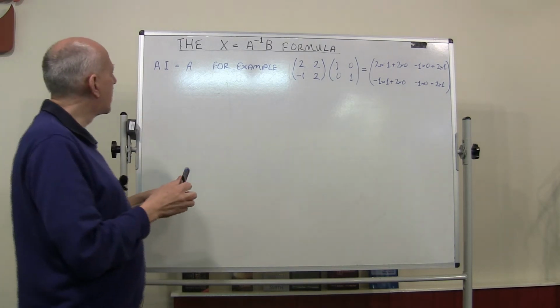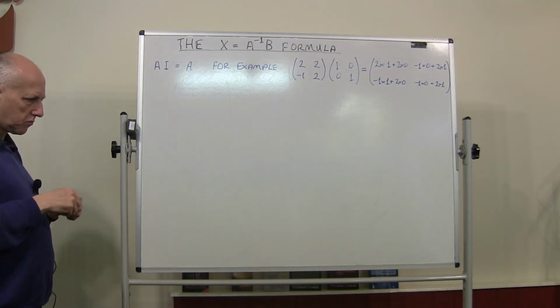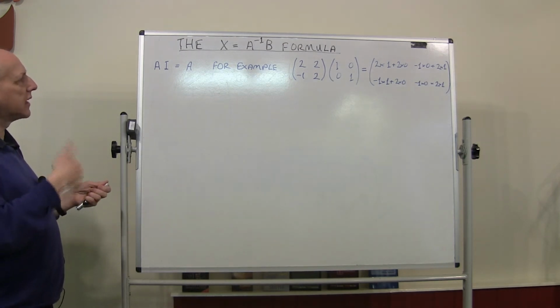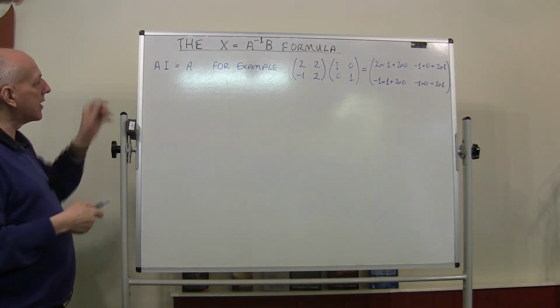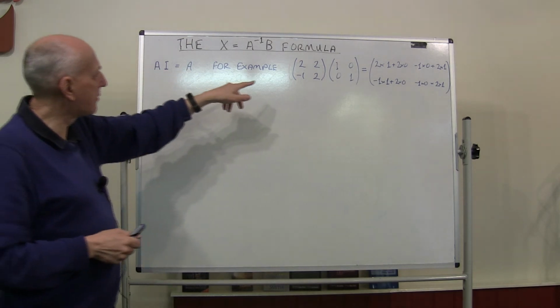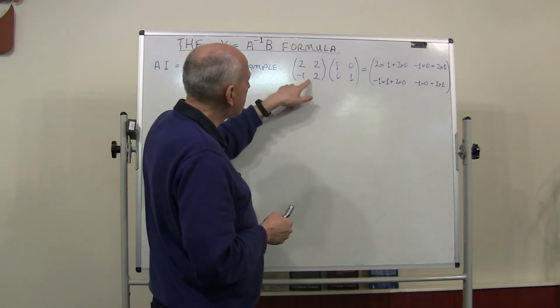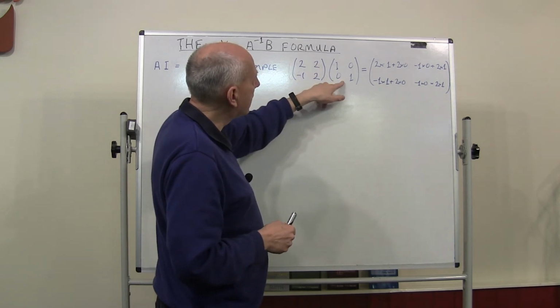Okay, we saw earlier that A times its inverse gave you I, and that was the previous thing. But we're now going to see that A times the identity just leaves you with A. Okay, so let's have a look at it as an example. So this is my matrix. This is my identity matrix.